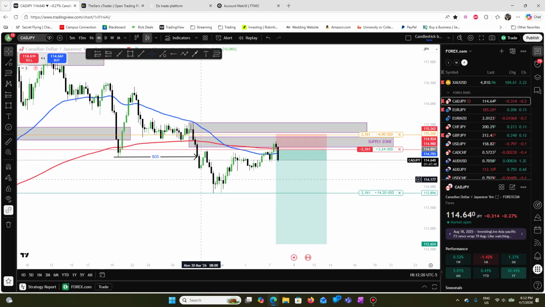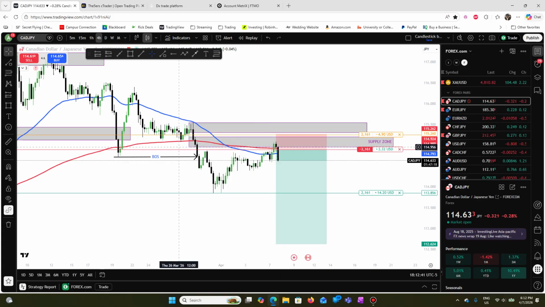1 week we've been waiting. So you can see how long sometimes these setups take. They can take a week or 2 weeks just to play out. So patience is one of the virtues as a trader. So 1 week we're waiting for this setup to play out, and today it finally touched the zone.